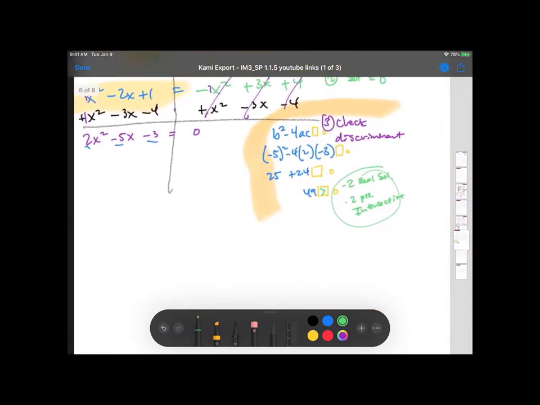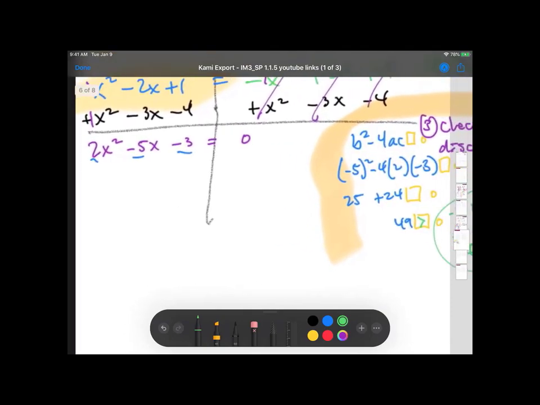So, now that we've checked the discriminant and we know, I'm going to go ahead and solve this. Remember, factoring is the easiest, but doesn't always work. My a value is greater than 1, so I'm going to have to do both the x and the box. So a times c is negative 6, b value is negative 5.